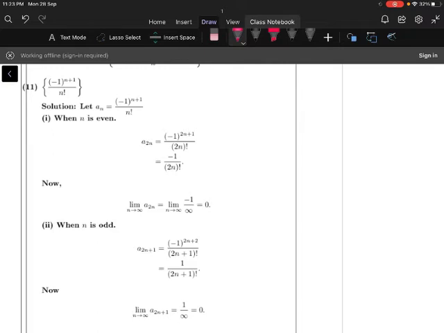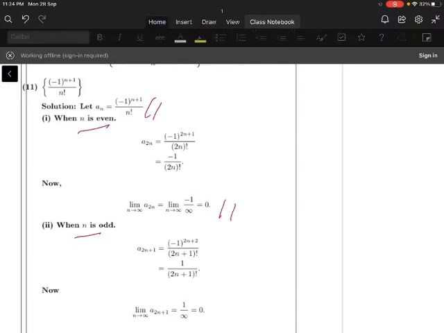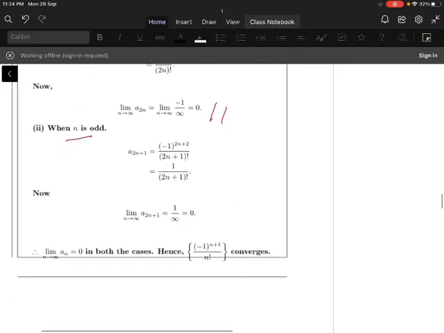Let us take another important problem. The given sequence is (-1)^(n+1)/n!. Again take the nth term. Let us define n is even and n is odd because of (-1)^(n+1) is there. So now let us take n is even. You take a_2n is (-1)^(2n+1)/(2n)!. So now let us apply the limit, that is 0.